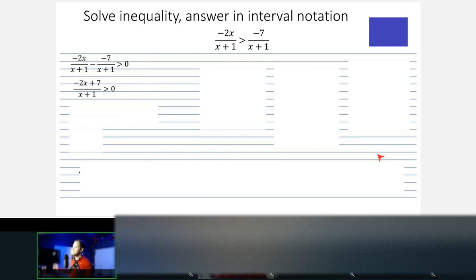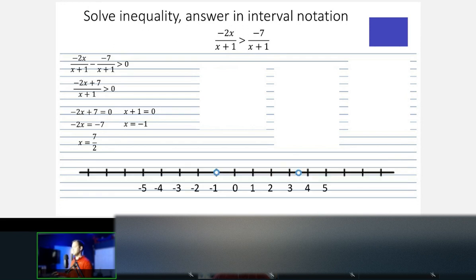All right, so once we're at this point, we have a fraction greater than 0. We are going to set the top and bottom equal to 0. The numerator equals 0 and the denominator equals 0. This gives us our critical points, and then we solve both of them. So we got x equals -1, and then we subtract 7 from both sides and divide by -2. So those are the two critical points.